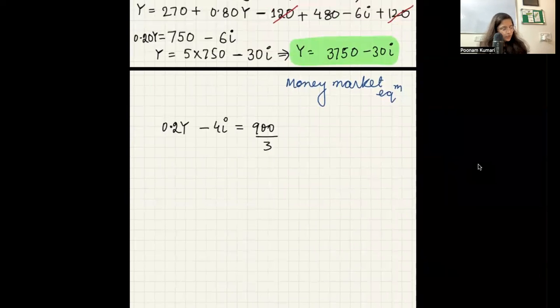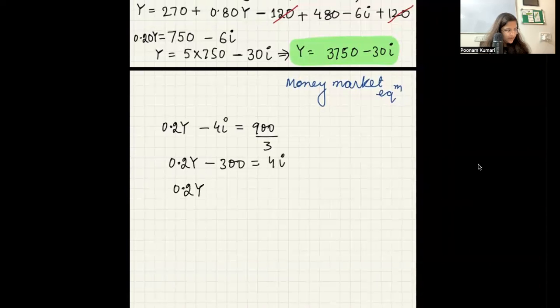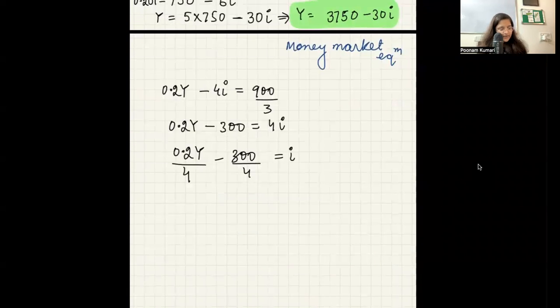So what can you do from here? Simple, you can maybe just bring out the value of i and then replace it here. Okay, let's do that only. So this is 0.2y minus 300 equals 4i. So 0.2y divided by 4 minus 300 divided by 4 equals i. So I can just put this i value here and then solve for the value of y, right? So what you can do: y equals 3750 minus 30i. What is the value of i? It is written there, which they have given.